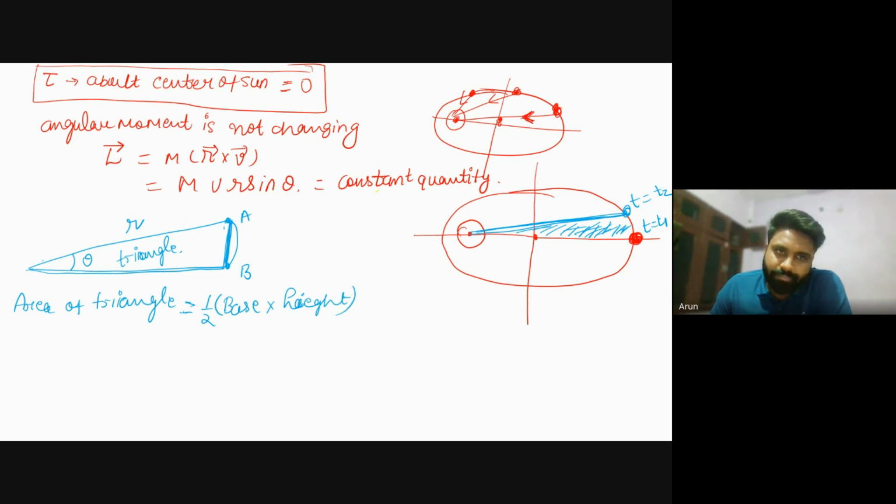What is the base? Base is AB. Let's say the velocity of this planet at B is V, and the time taken by this planet to reach A is delta t. So we can say that the distance AB, what is the velocity? Velocity is change in distance divided by change in time. So we can say that S is equal to AB here. So AB is equal to V into delta t.